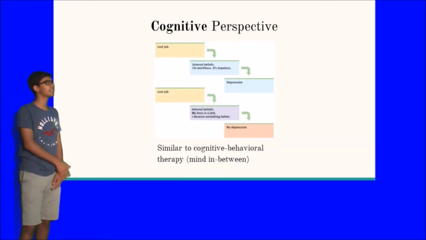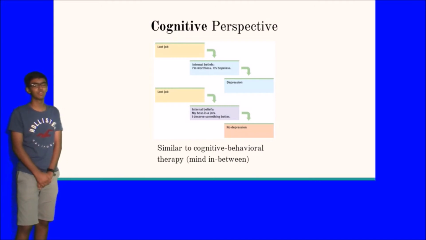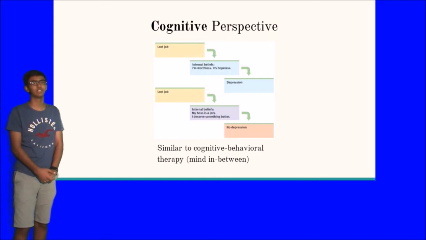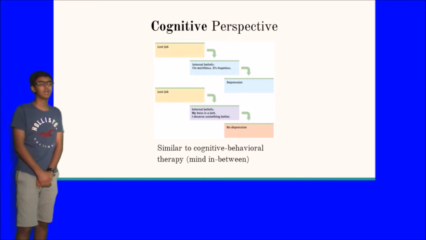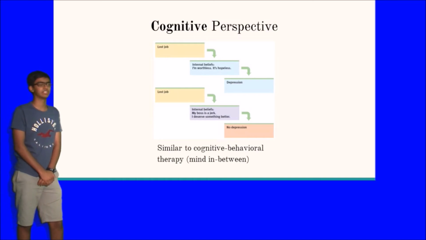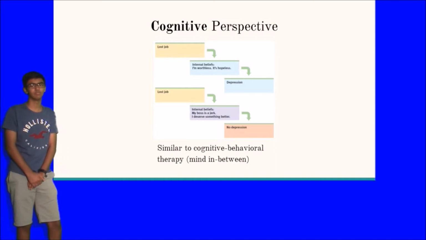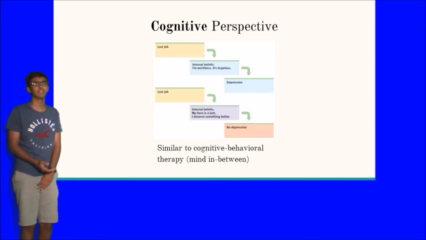Another way to think about it is by the cognitive perspective. Let's say you lost your job. If you thought that you lost your job because you were hopeless or worthless or you can't make it, then you're going to fall into depression. But if you think that it's okay, you can take it as a challenge and you'll get another job, then you'll be more successful. This is similar to cognitive behavioral therapy in that the mind is in between the event and the response.